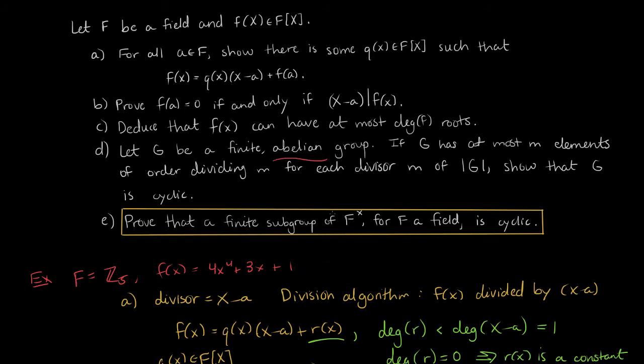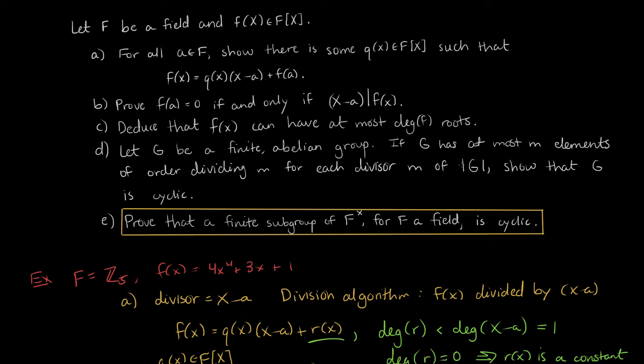Remember that abelian just means commutative. It means that AB equals BA for all A and B in G. So if this group G has at most m elements of order dividing m, for each divisor m of the order of G, show that G is cyclic.